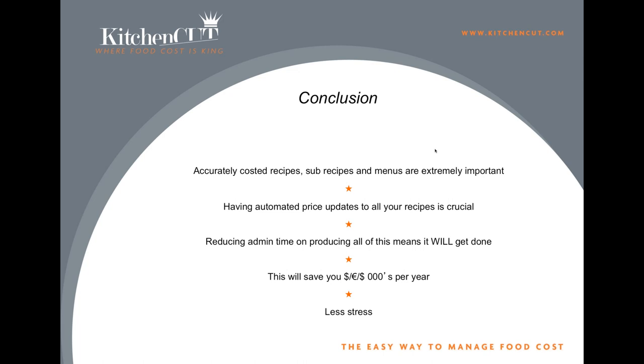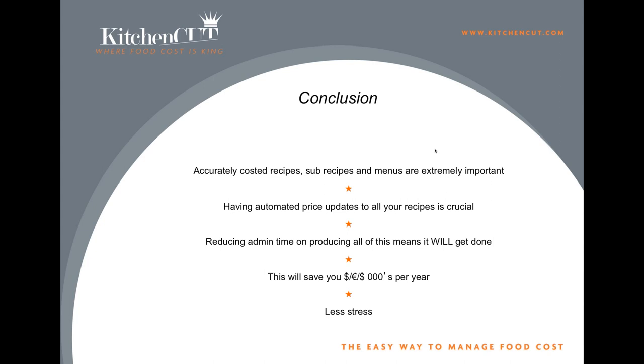So in conclusion, what you need is accurately costed recipes, sub-recipes and menus. This is extremely important to any business, and accurate is not just at one particular moment in time. It's about doing this on a regular basis and having that automatic link to your pricing, so you don't have to re-cost every single recipe. You want something that does that automatically, which Kitchen Cut does, and I'll show you a little bit of that in a second.